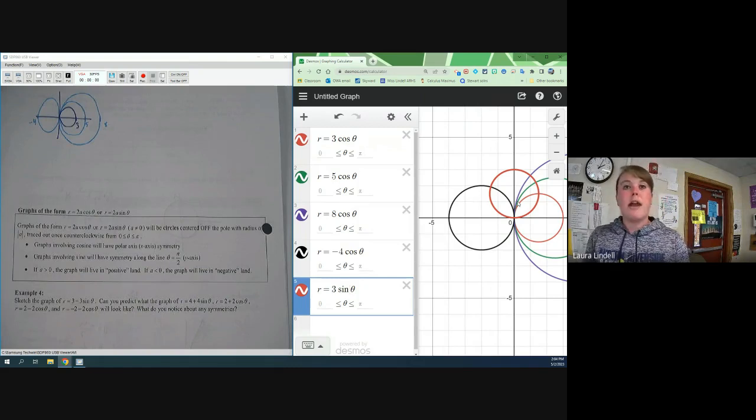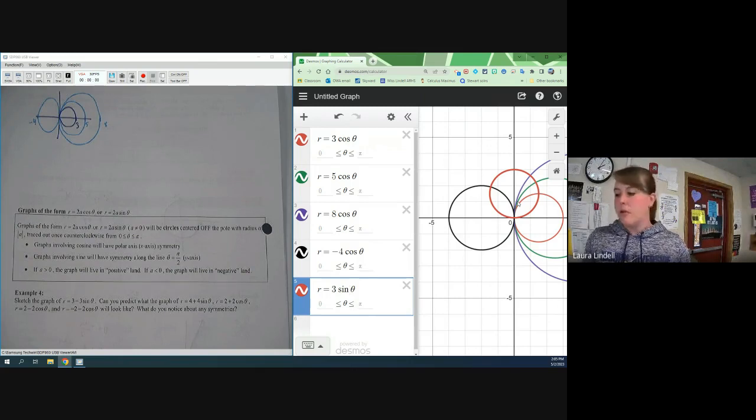Anyways, graphs involving cosine are going to have symmetry on the polar axis or the x-axis in Cartesian coordinates. And graphs involving sine are going to have symmetry along the y-axis, or the line theta equals pi over 2, like we talked about. If a is greater than 0, you end up with graphs along the positive x-axis or the positive y-axis. If a is less than 0, you're going to get graphs on the negative x-axis or the negative y-axis. Hopefully the way we would expect. All right, so that's one type of polar graph that you're going to see quite often.